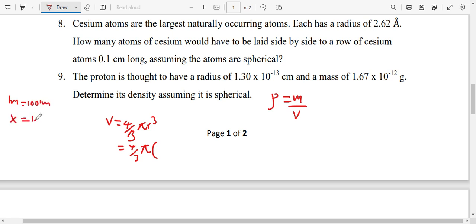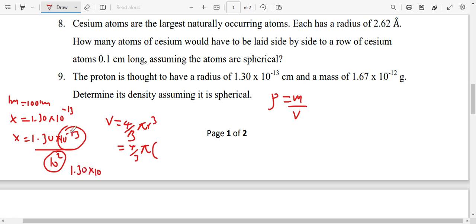We know that in 1 meter we have 100 centimeters. So x is going to be equal to 1.30 times 10 to the power negative 13. To find the value of x, simply divide the 1.30 times 10 to the power negative 13 by 100. We know that 100 is the same as 10 to the power positive 2. Now these are the same bases which are dividing, so simply subtract the powers. So this is going to be 1.30 times 10 to the power negative 13 minus 2, that will be negative 15. So that will be 1.30 times 10 to the power negative 15.